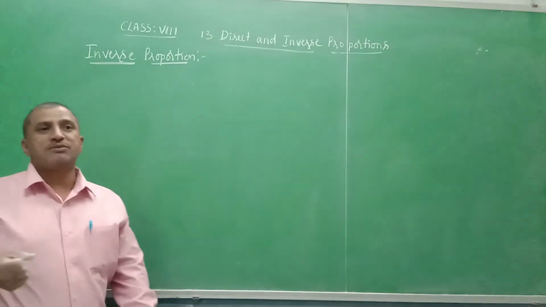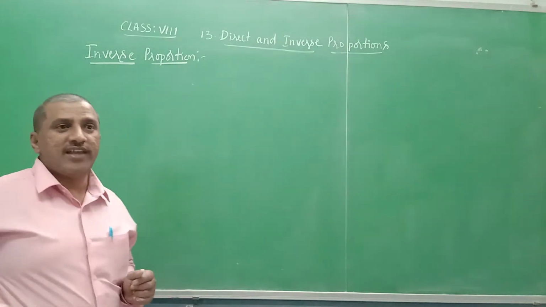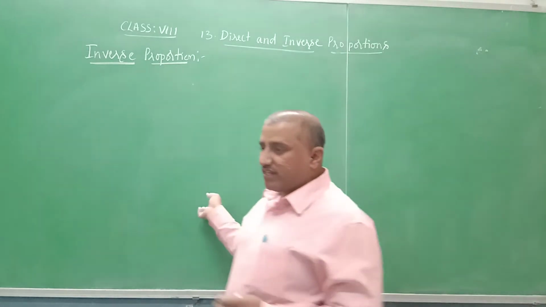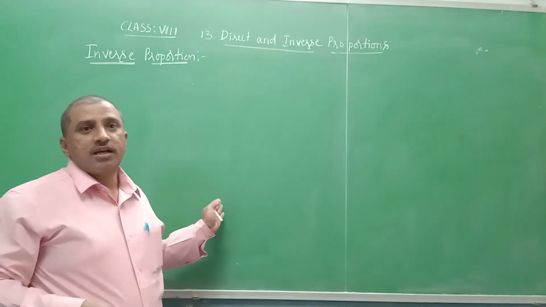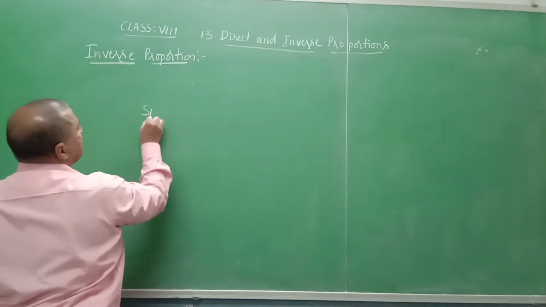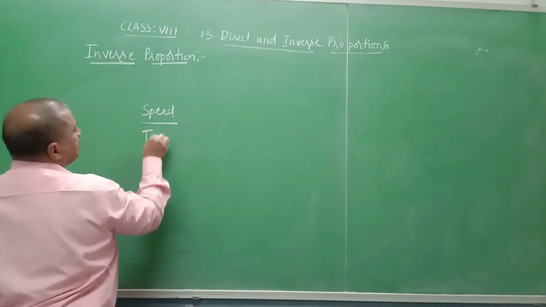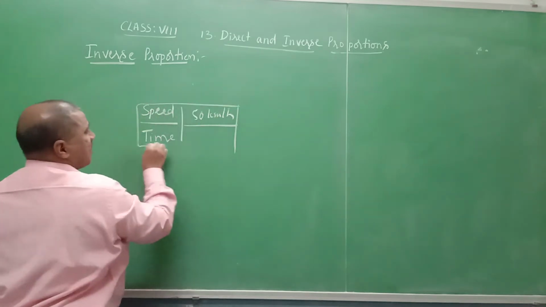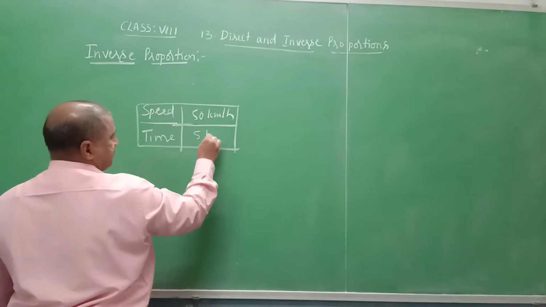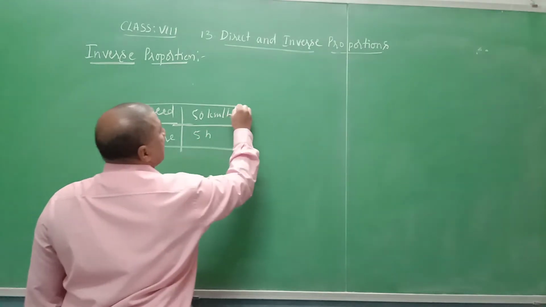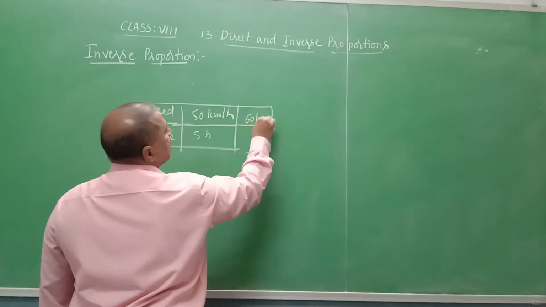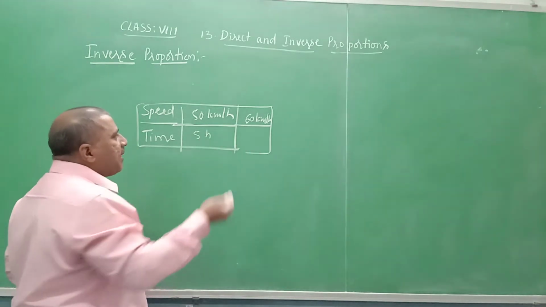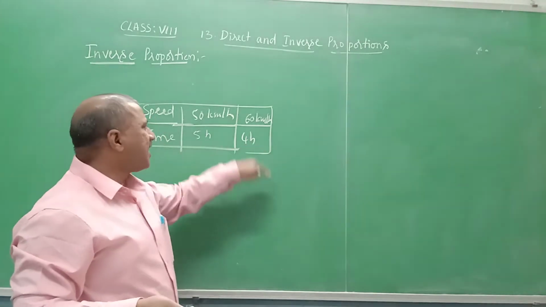See, now there are some situations. For example, the speed of the car: you are moving on a bike or a car with a certain speed and you want to reach your destination. If you move with 50 kilometers per hour speed, you can reach your destination in 5 hours. If the speed of the vehicle is increased to 60 kilometers per hour, will you take more than 5 hours or less than 5 hours? Yes, it is less than 5 hours. It may be around 4 hours approximately, which is less than 5 hours.